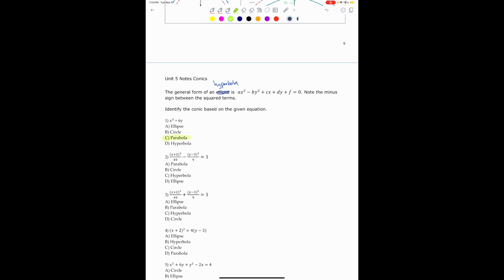The second equation, x plus 2 all squared divided by 49 minus y minus 3 all squared divided by 9 equals 1. Notice how there is a minus in between the squared terms and the denominators are not equal to one another. So it is not a parabola, it is not a circle, it is not an ellipse, so it is a hyperbola. In an ellipse, the sign is going to be positive in between the squared terms.